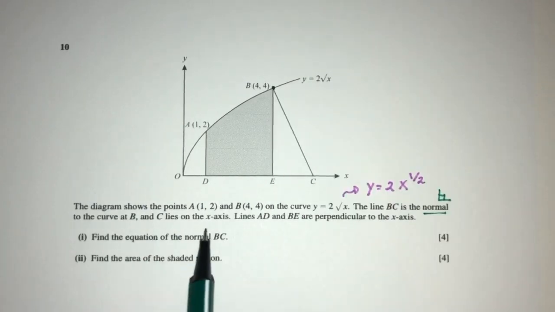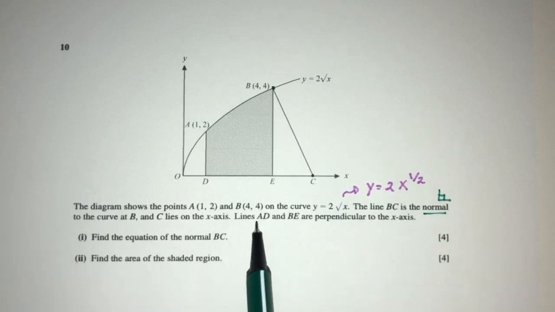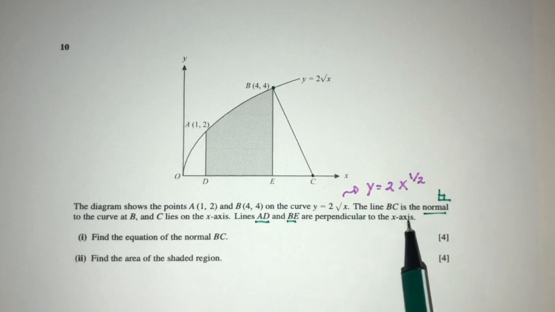Now C lies on the x-axis. C is right here, and the lines AD and BE are perpendicular to the x-axis. So these two, they are vertical lines. Okay, good to know. Now part 1, we have to find the equation of the normal BC.